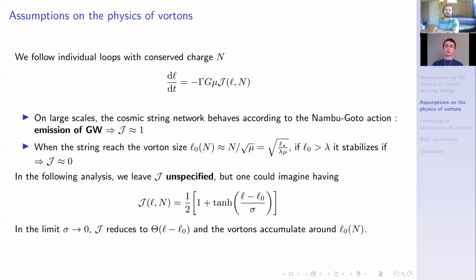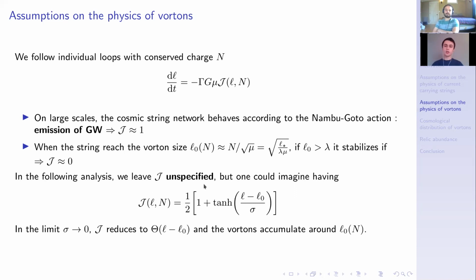Now, on small sizes, you reach the vorton size, which is proportional to the charge here. And if this vorton size is larger than the quantum wavelength, that is to say that you prevent quantum tunneling, then your vorton will circularize and stabilize. And in this limit, you want J to be equal to 0. So in the following analysis, we leave this function J unspecified, at least to the very last moment when we want to make estimations.